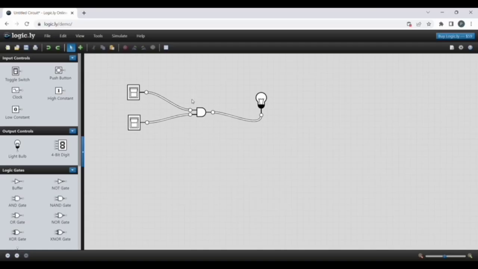So here is the AND gate. In this AND gate, we need switches as input. So I took two switches as input, and we should give them to the AND gate. And to get an output, I took one bulb. So I connected the switches to the AND gate and the end of the AND gate to the output bulb.